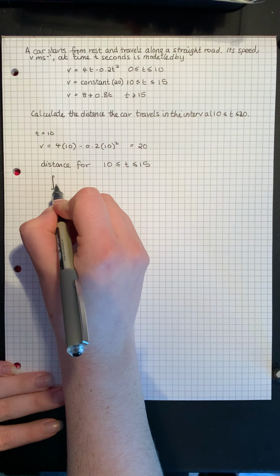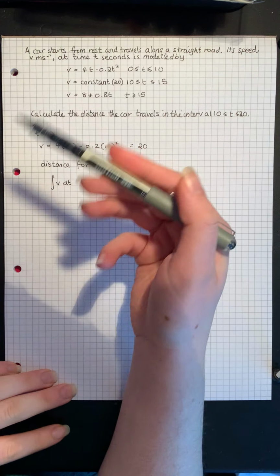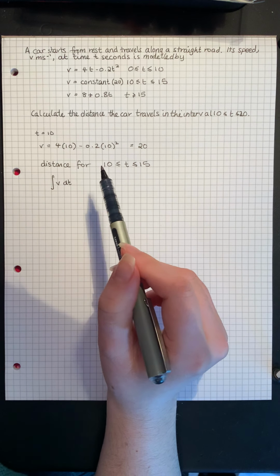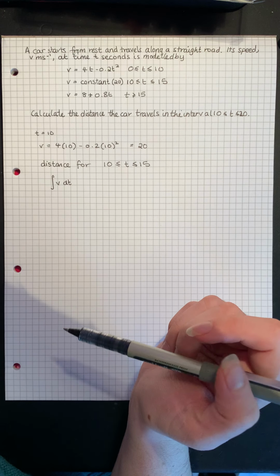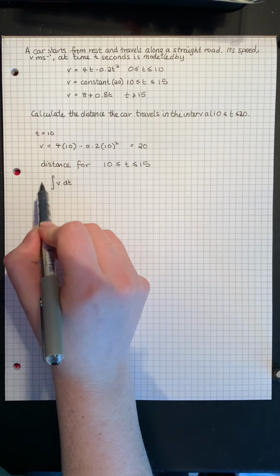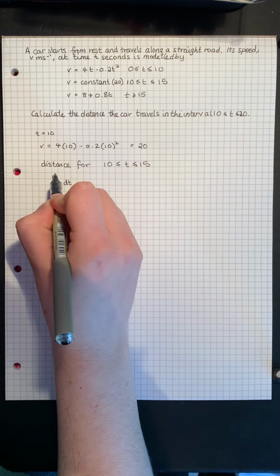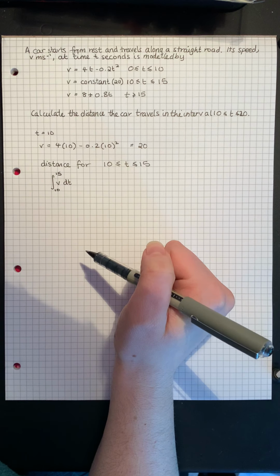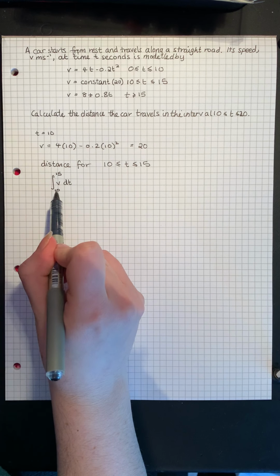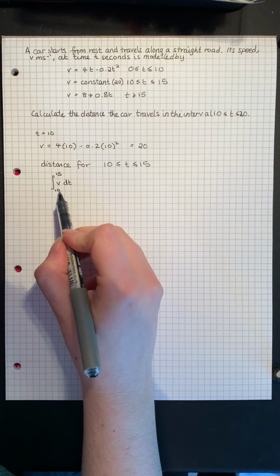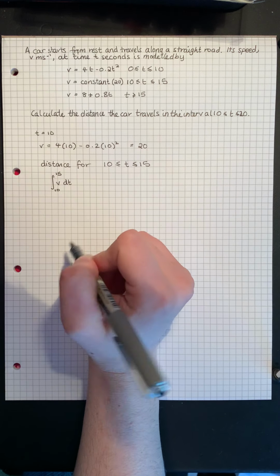So the distance for 10 to 15 is going to be the integral of velocity with respect to t, because we know that the velocity is the rate of change of displacement, or in this case, because it's going to be positive, it's the same as the distance travelled. And what we need to do is put the limits, between 10 and 15. We're not just trying to find an expression for the distance travelled, we're trying to find the distance travelled between these two limits. So this is going to be a definite integral, and we need to put those limits onto our integral. Now, during that time, v is 20.